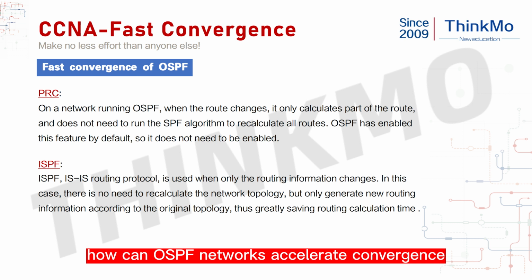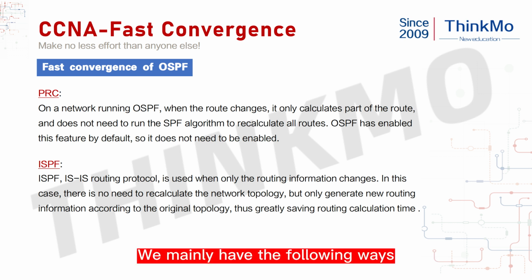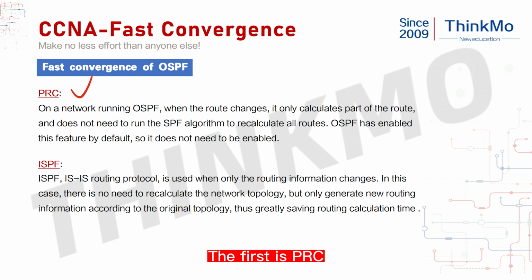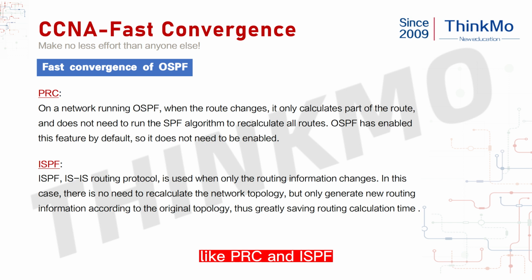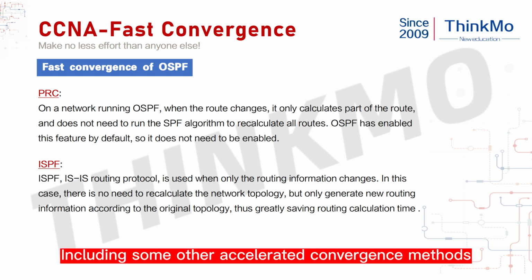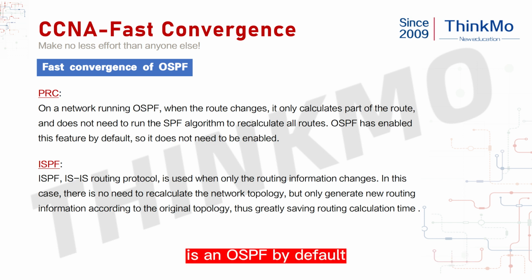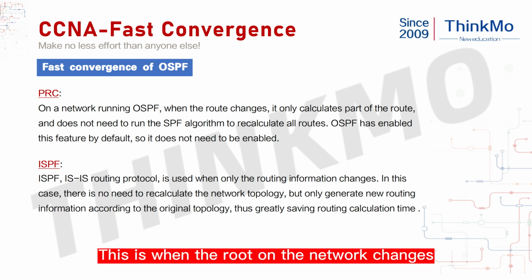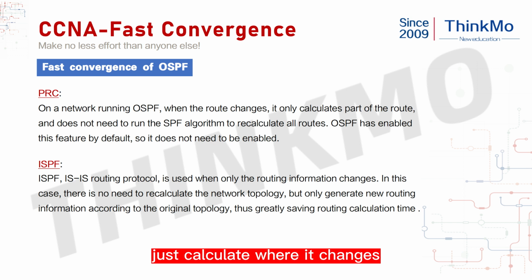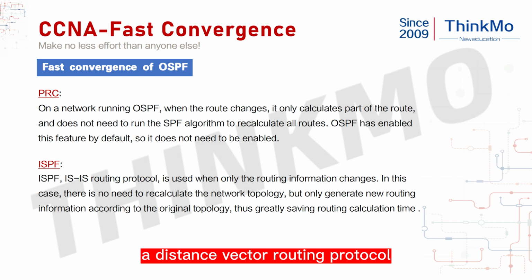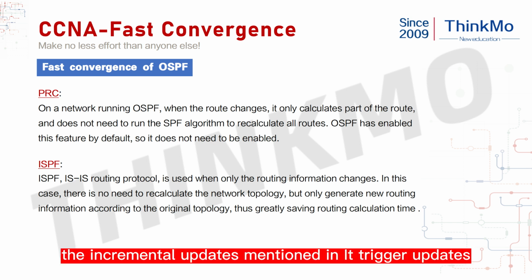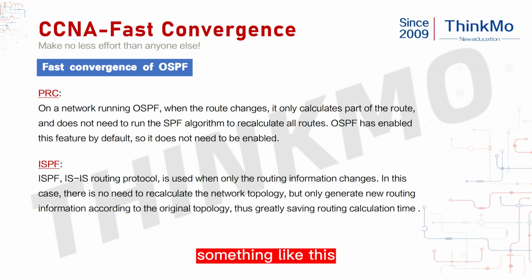How can OSPF networks accelerate convergence? We mainly have the following ways. The first is PRC. It's called partial route computing. Like PRC and ISPF, including some other accelerated convergence methods, is in OSPF by default. This is when the route on the network changes, it recalculates only routes that have changed. Just calculate where it changes. We can also think of it as a distance vector routing protocol. The incremental updates mentioned in it trigger updates. Something like this.